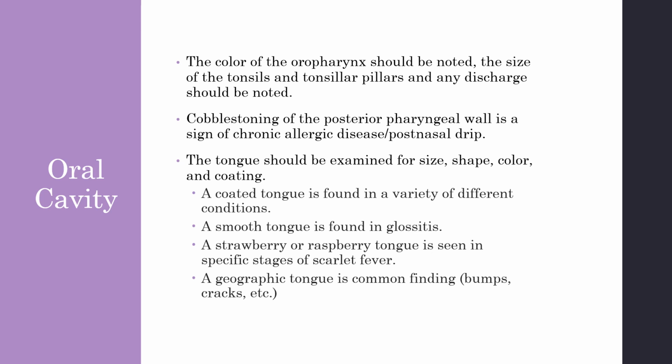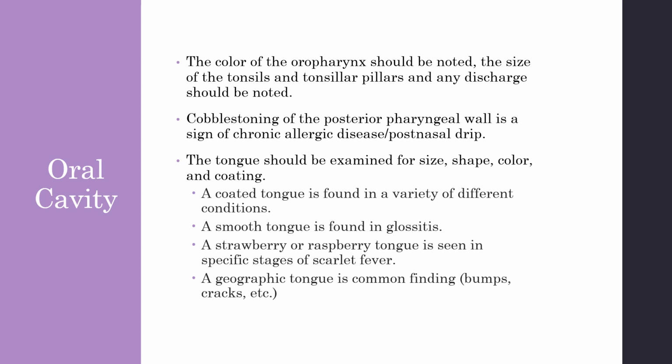You could have a smooth tongue with that. Your raspberry tongue may be part of a scarlet fever issue. And then your geographic tongue is just a normal finding, just kind of all those bumps and cracks and different things. So nothing abnormal there. While we're in there, we're also going to look at the tonsils in the throat.